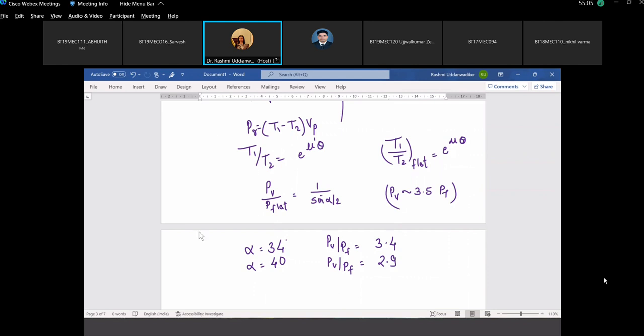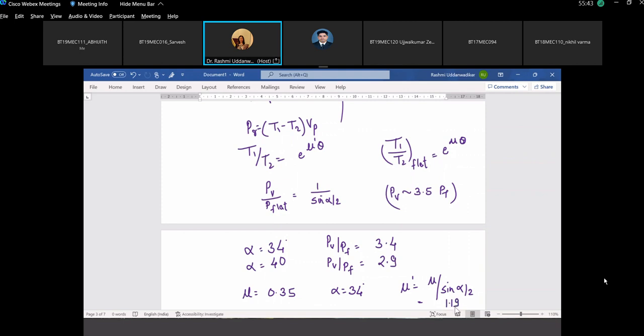Okay, the normal value of mu is 0.35. If I am going with alpha as 34 degrees, what is my mu dash? Mu dash is mu upon sine alpha by 2. What is mu dash? It is 1.19.